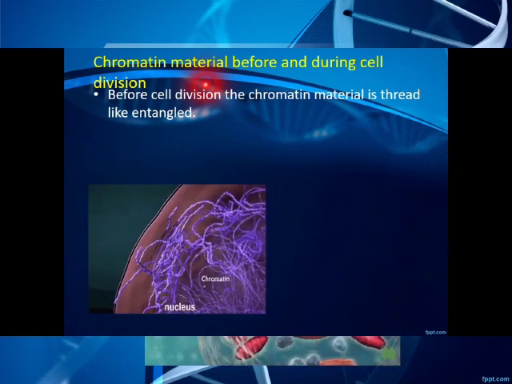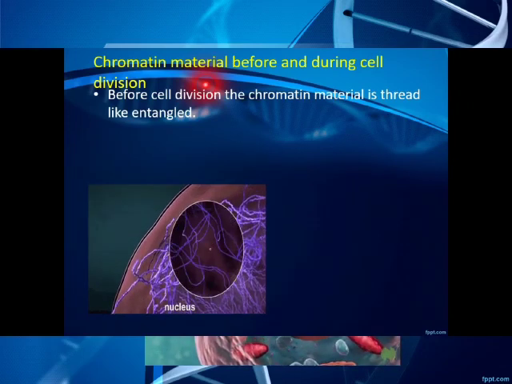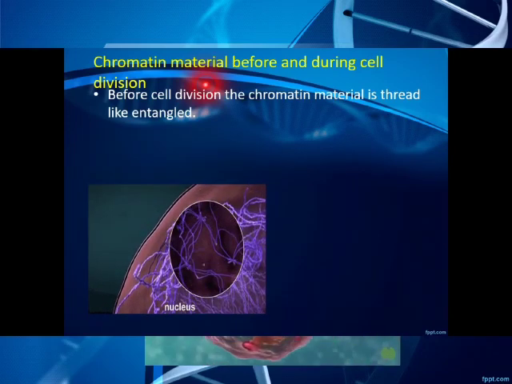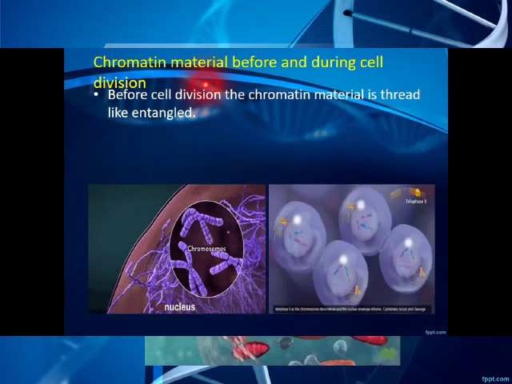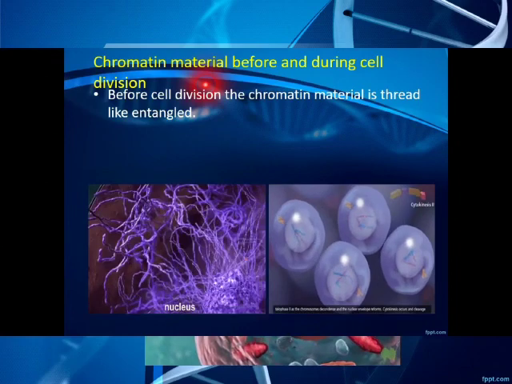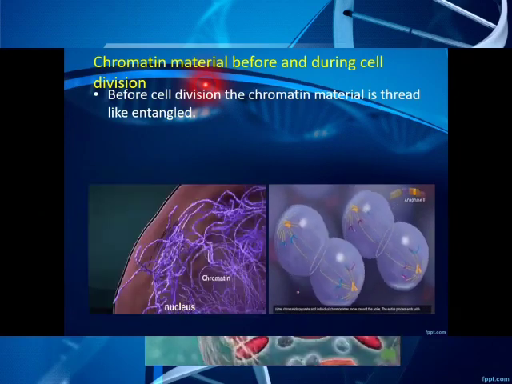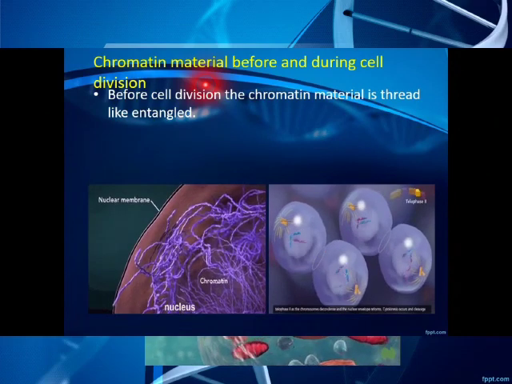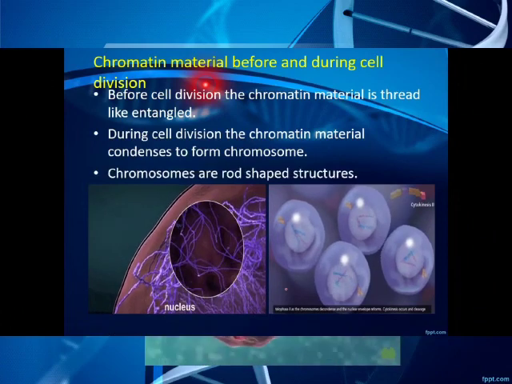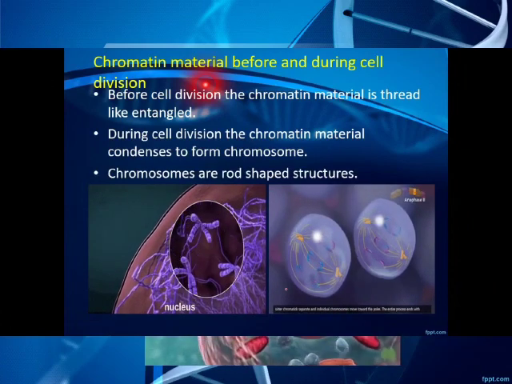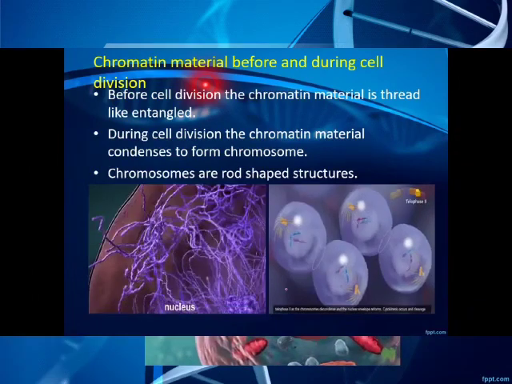Now during the cell division, it will wind and form into chromosomes. See, slowly it will wind around each other and then the chromosomes will be formed. So this is how the cell division will take place, students. So there are two cells which are undergoing division. Here you can see the chromosomes, which are in rod shapes. So this is how the chromatin material will behave before and during the cell division.